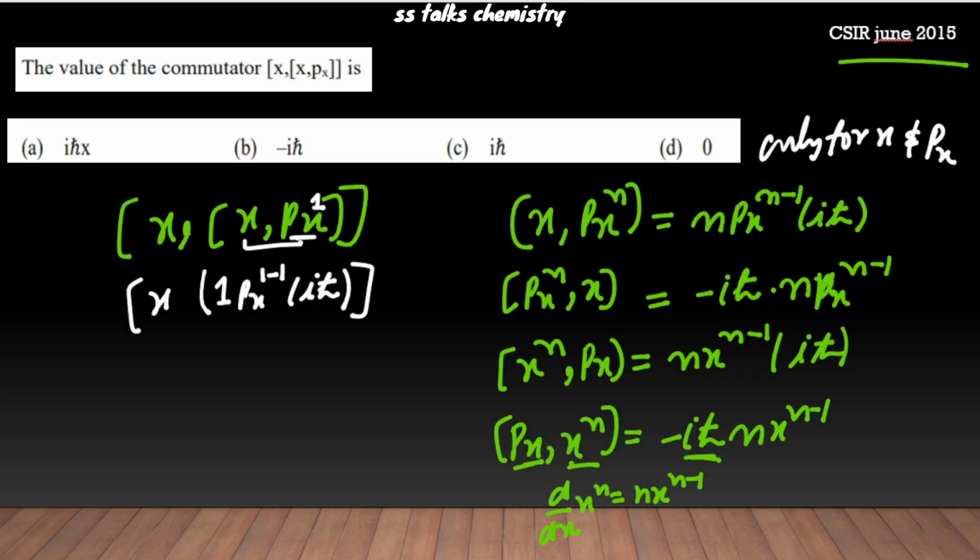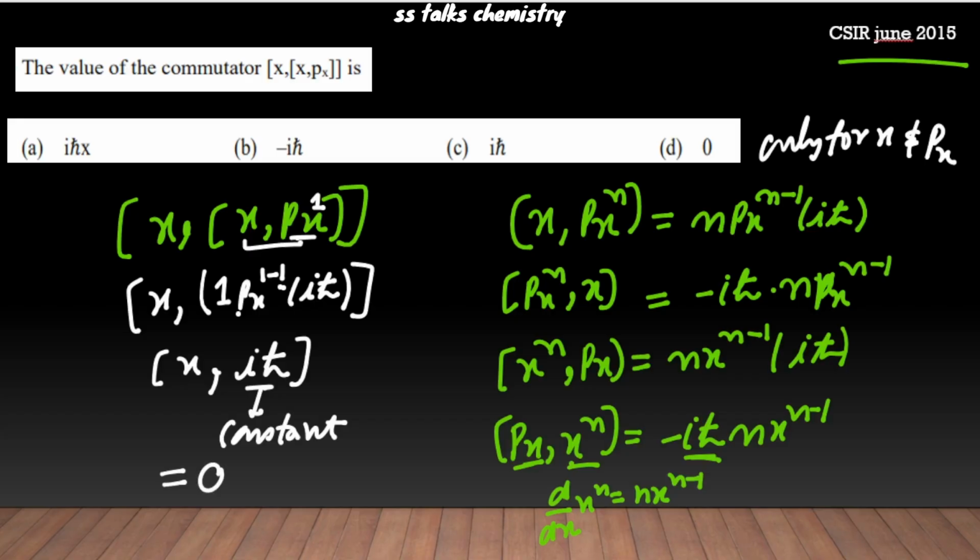Now further this commutator we have to find with the x. So x will be commuting with px^0, that becomes 1 only, so it will be commuting with the iota h cut. Now iota h cut, this value is a constant, right? So now an operator's commutator with a constant is going to be 0, right? So option D becomes the right answer.